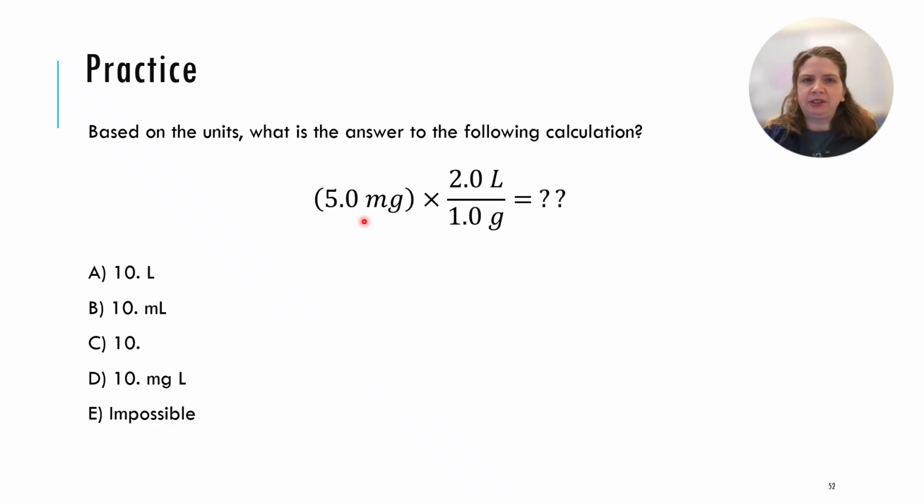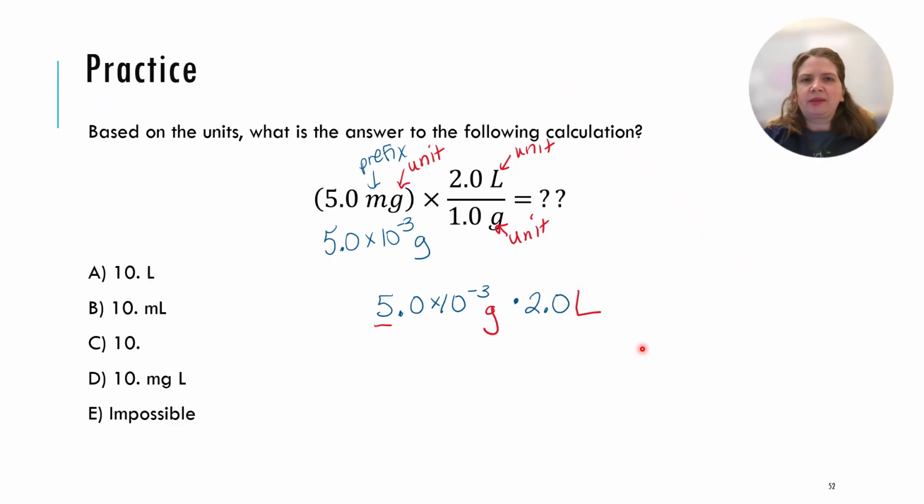The prefix milli means 10 to the minus third. That means that 5 milligrams can be rewritten as 5 times 10 to the minus 3 grams. Rewriting the entire expression gives 5.0 times 10 to the minus third grams times 2.0 liters divided by 1.0 grams. The grams cancel, leaving liters. Numerically, this becomes 10 times 10 to the minus third liters. Since 10 to the minus third corresponds to the milli prefix, this is equal to 10 milliliters.